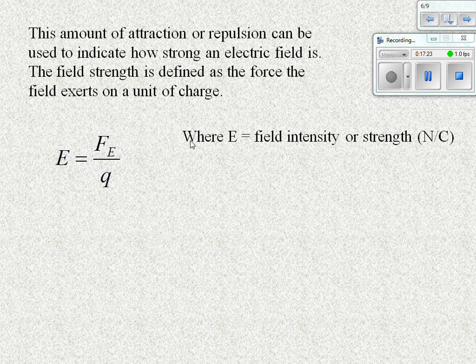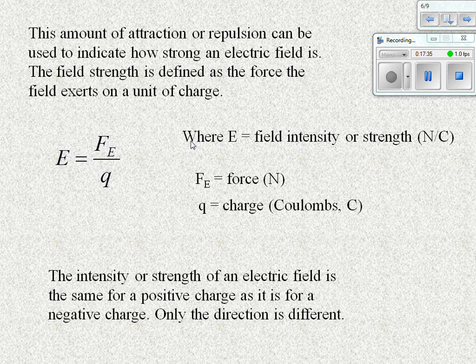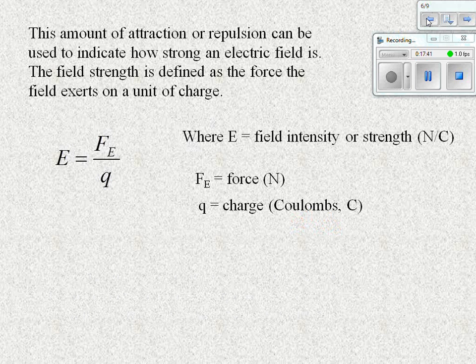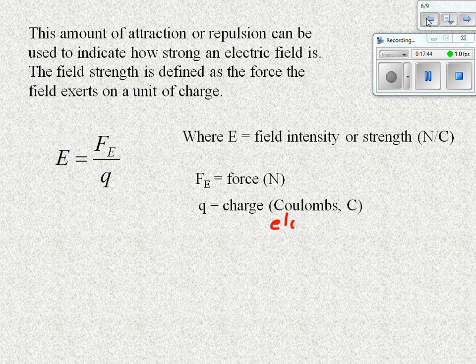E is field intensity or strength, measured in newtons per coulomb. F is the force measured in newtons. Q is the charge in coulombs. Sometimes charge is measured in microcoulombs. Microcoulombs and coulombs are sort of like millimeters and kilometers. They measure the same kind of thing, just in different sizes.